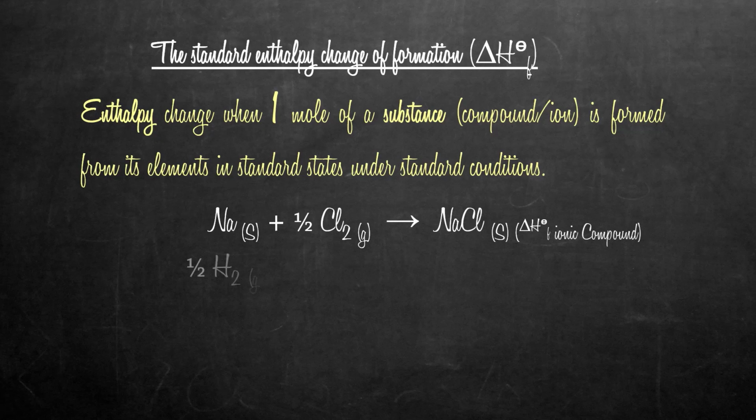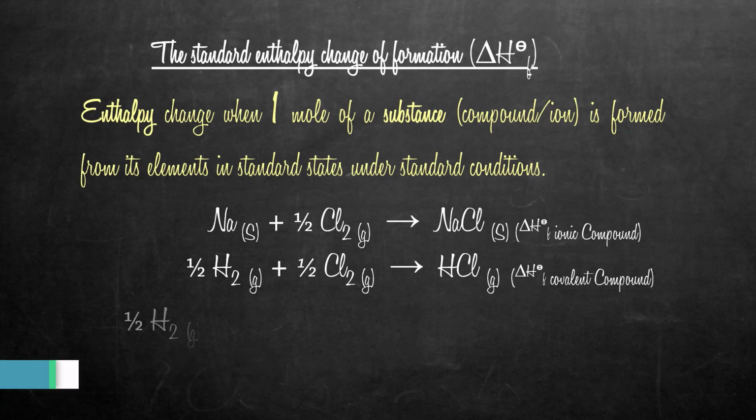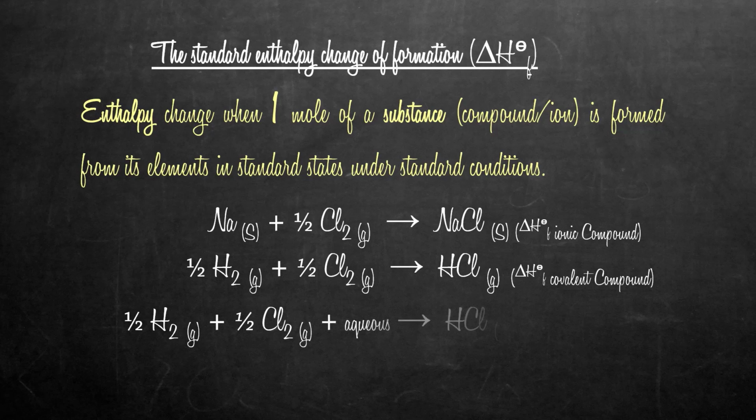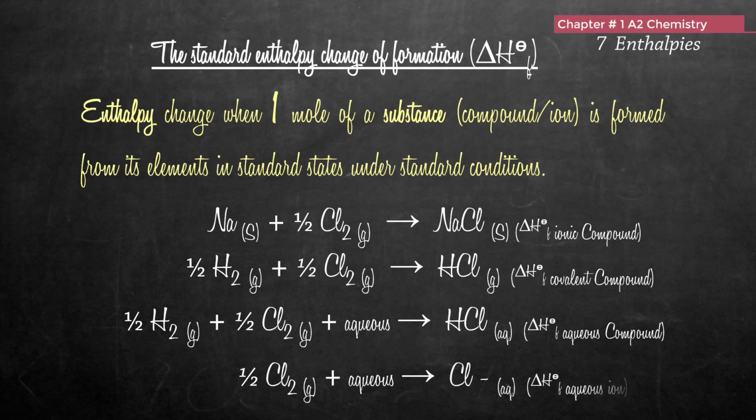When hydrogen gas and chlorine gas are allowed to react to make hydrogen chloride gas, it is basically enthalpy of formation of covalent compound. When hydrogen gas, chlorine gas and aqueous medium are allowed to react to make aqueous hydrogen chloride, then this enthalpy change is known as enthalpy of formation of aqueous compounds. And when there is a formation of Cl negative aqueous ion from the element chlorine and aqueous medium, then that is known as enthalpy of formation of aqueous ion.